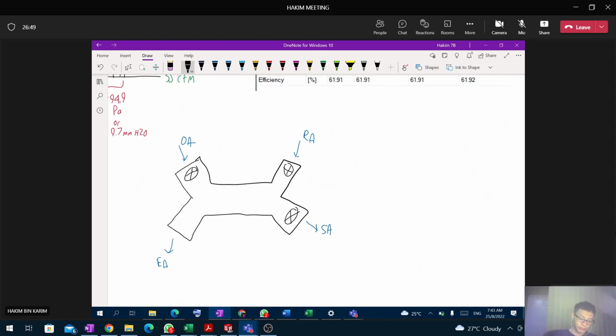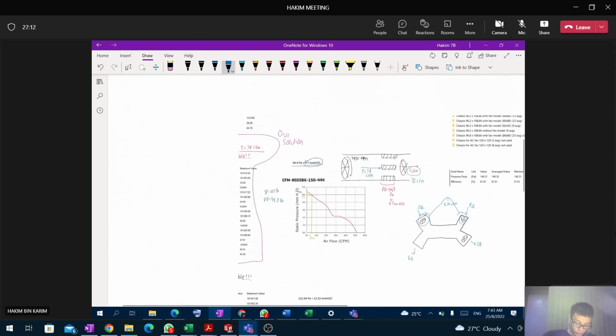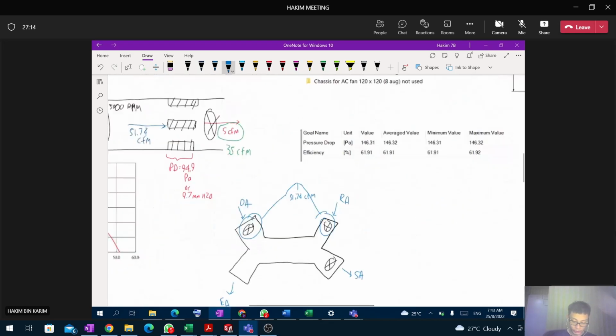So this fan here, we all know what fan we are using here, right? This is the 51.74 cfm, and what is the static pressure, 107 pascal fan, right?